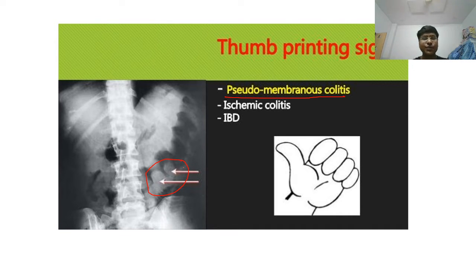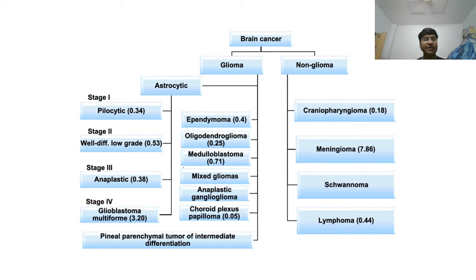Now, some of you were opting for the answer glioblastoma multiforme, right? In the next slide, I will give you the basic classification of tumors. How are these brain tumors classified? They are classified into gliomas and non-gliomas. Between these two, remember it is gliomas which are more common.